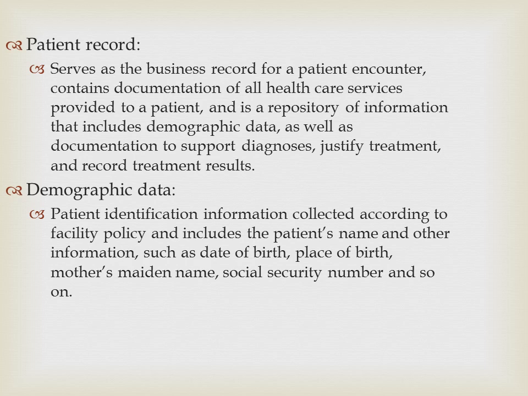In a patient record, one of the first bits of information and the most important part of the patient record is the demographic information. This is all of the information that is tied to the patient. It includes things such as the patient's name, date of birth, place where they were born. A lot of times you have to give mother's maiden name or father's maiden name, Social Security, employment, insurance information, and so forth.